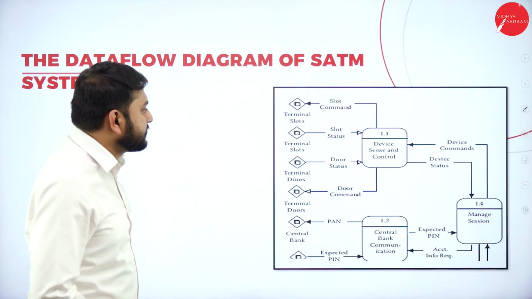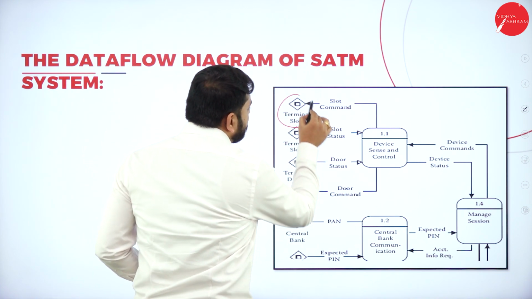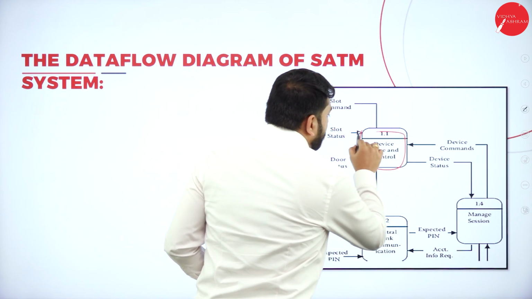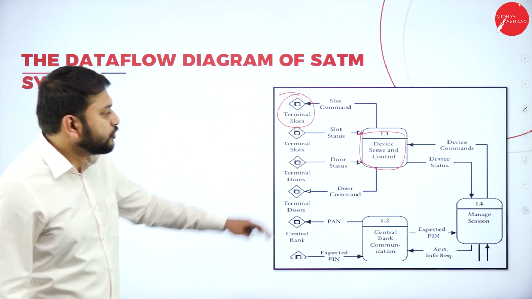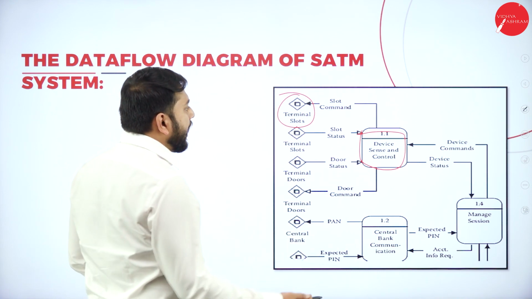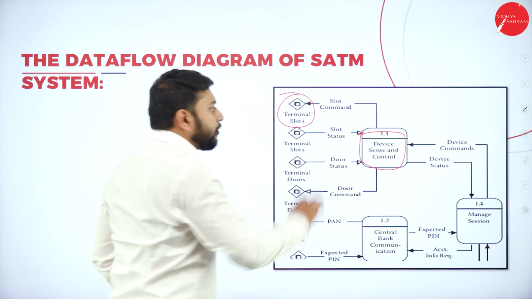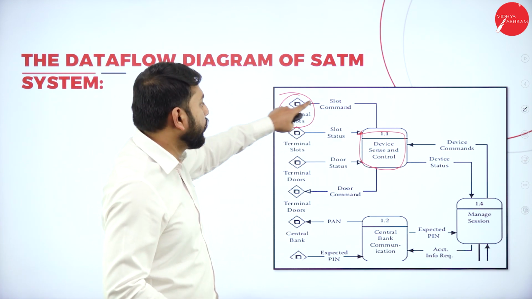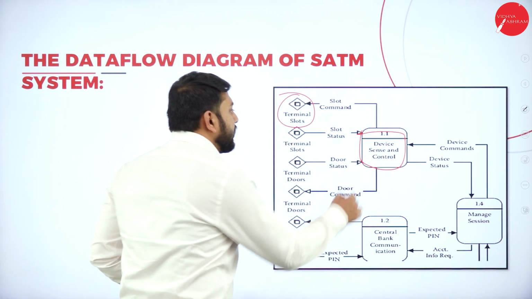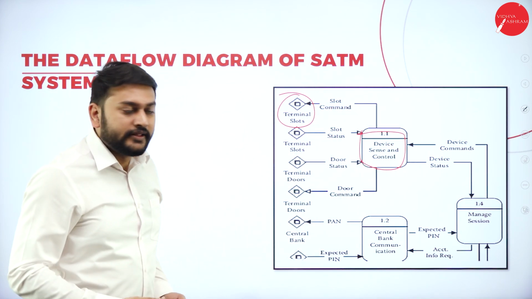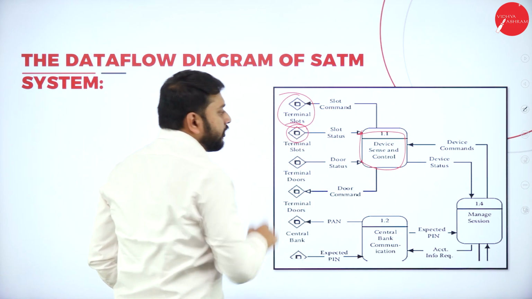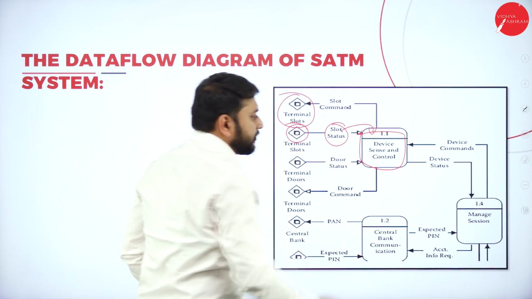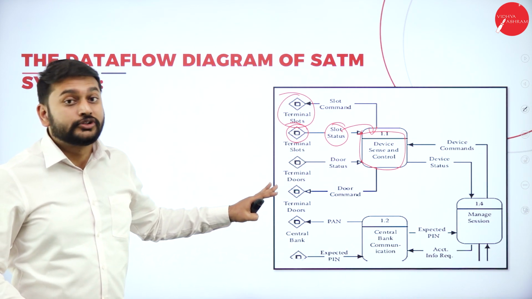So please understand this. Guys, this is a terminal slot that I have, and this is the device sense and control. What happens here? The command goes from the system to the terminal slot. This is how the data is traveling here. Then from the slot, the slot status is getting updated to the system, that is, the device sense and control. That's what you need to understand.